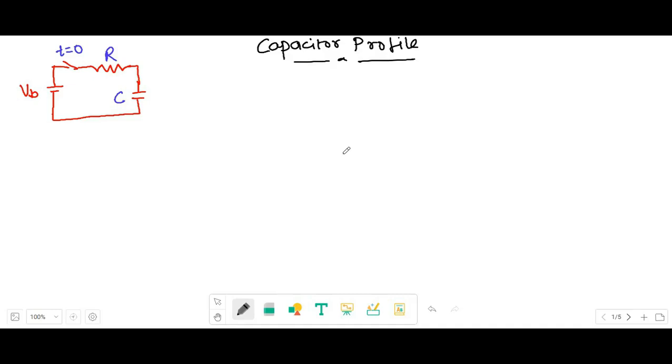So today we are going to understand the charging profile of the capacitor. We're going to understand how the capacitor acts at time t equals 0, and at time t equals 0 plus, once the switch closes, what the capacitor charging profile looks like and how the capacitor stores the energy.